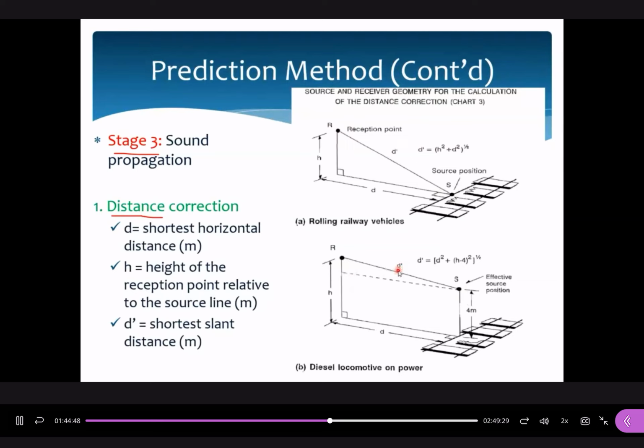Okay. So be careful. You have to read carefully about the descriptions in those questions. If this is a rolling type, we always assume that the effective source is at the interface between the wheels and rail. If this is a locomotive type, we assume that the effective source is 4 meters above ground. Okay, don't mess up this concept. Although nowadays we can only consider the use of rolling railway vehicles, not this one.